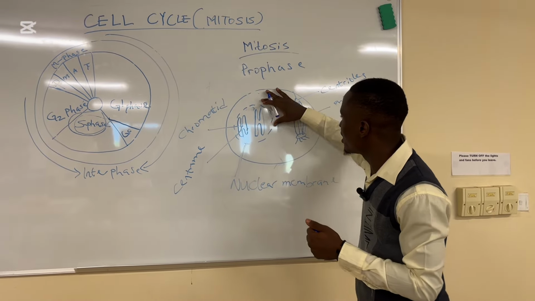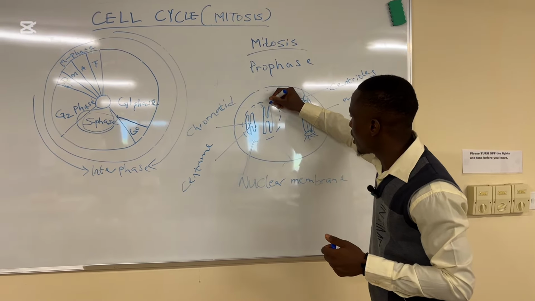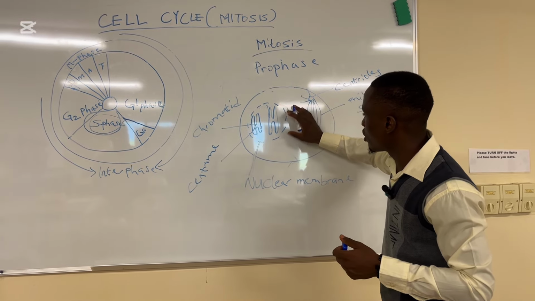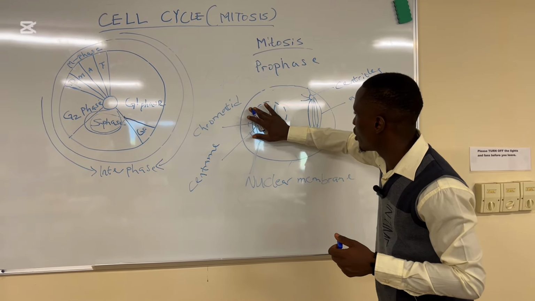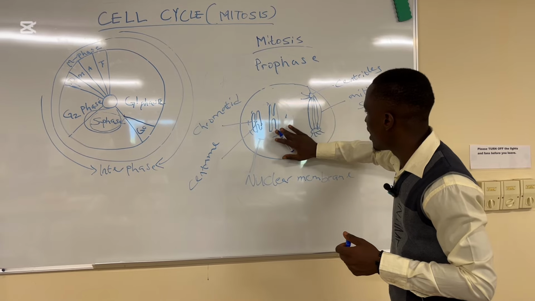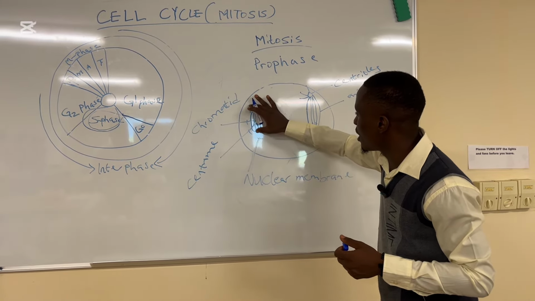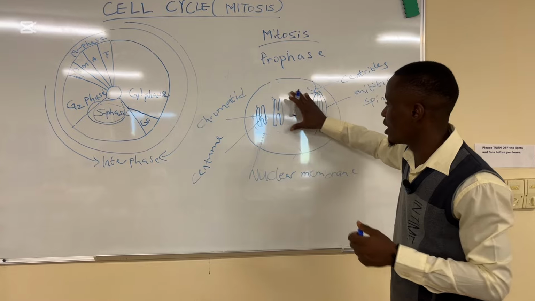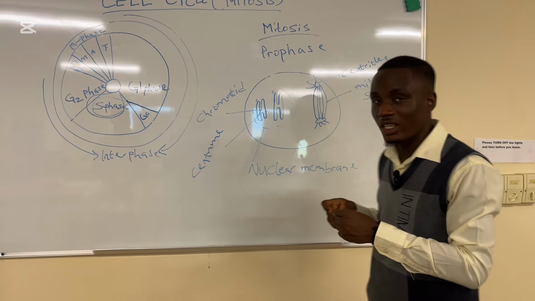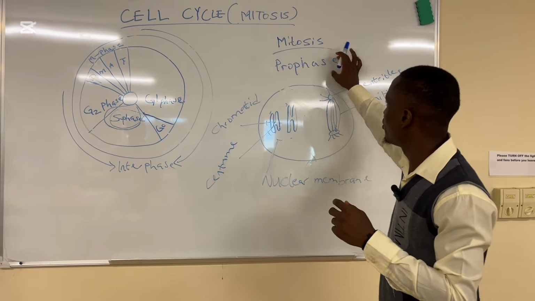As you can see with the diagram I have here, it has already started disintegrating, such that the nuclear membrane will not be there anymore. So the chromatid will just be within the cytoplasm directly like that. That's the second thing that happens during the stage of prophase.